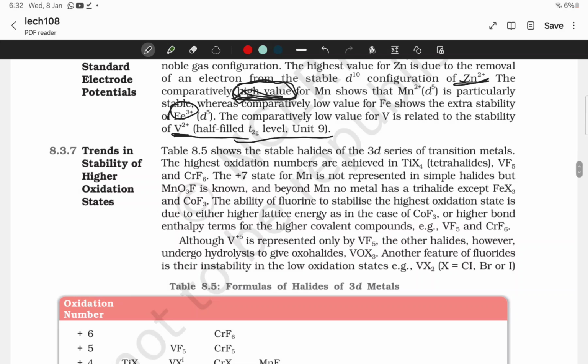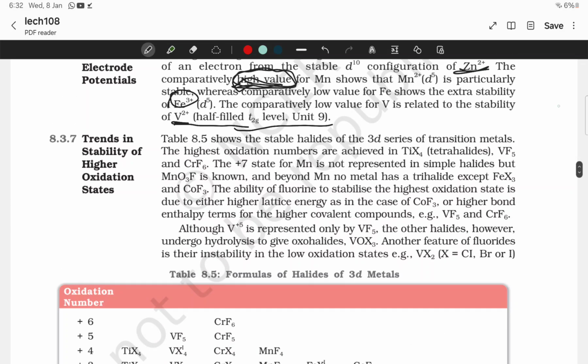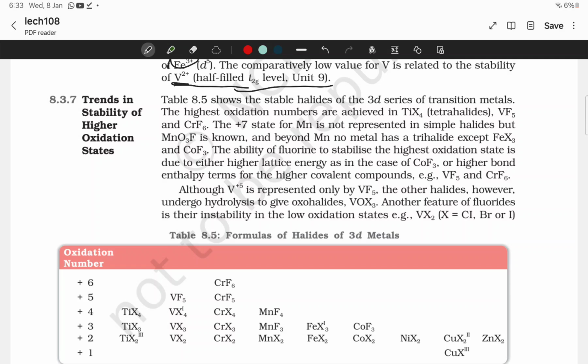Now, the trend in stability of higher oxidation states. The table shows the stability of halides with higher oxidation states. The +7 state for manganese is not represented in simple halides, but MnO3F is known, and beyond Mn no metal has the trihalide except FeX3 and CoF3. The ability of fluorine to stabilize the highest oxidation state: fluorine has the ability to stabilize higher oxidation states.